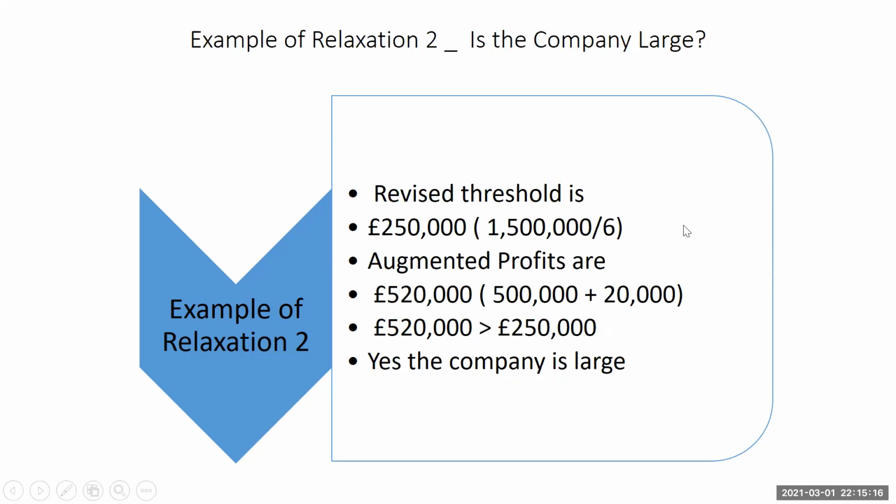So the revised threshold we calculated was 250. Augmented profit was 520. Now compare these augmented profits against the threshold of 250. Realize that our augmented profit is larger than the revised threshold. Therefore, the company is large. What about the payment in installments? That's the next thing to look at.